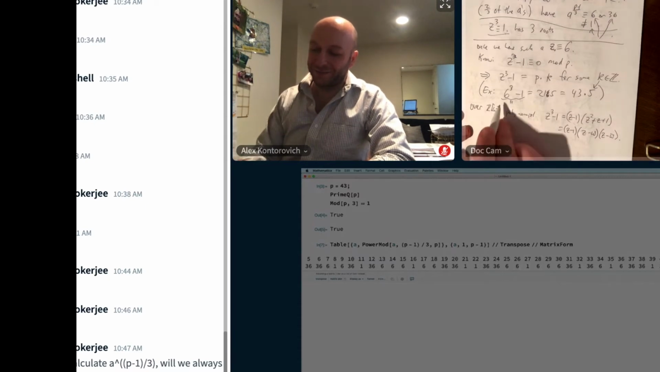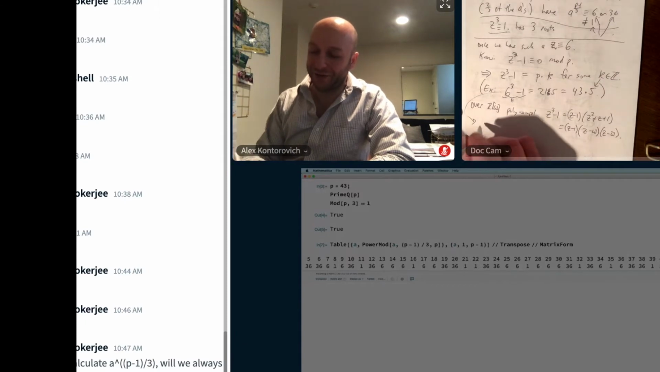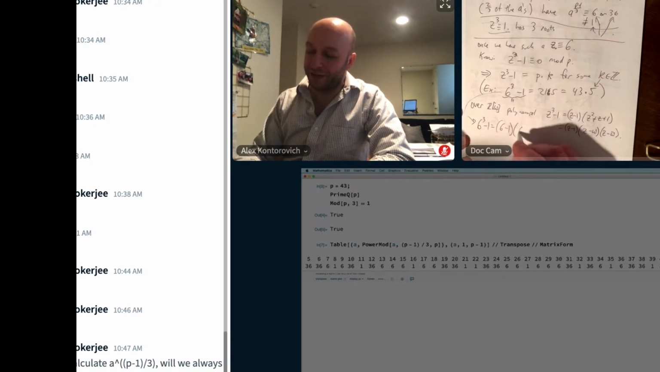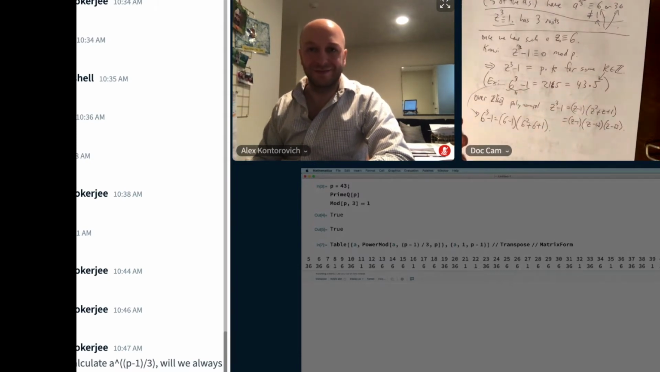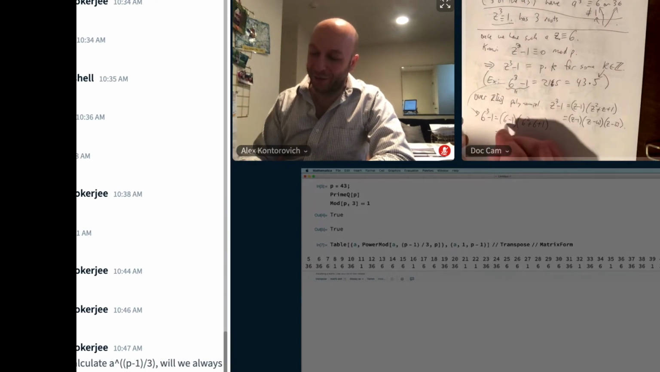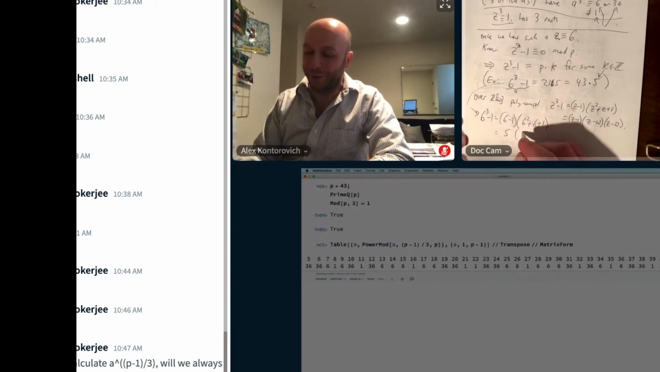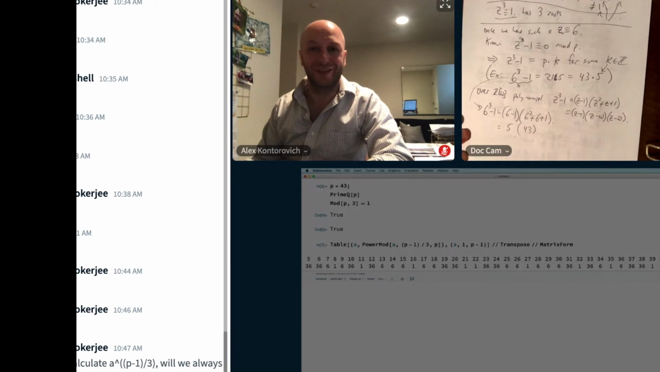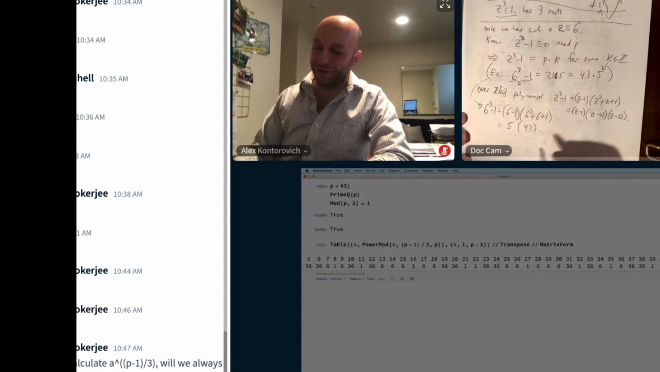So let's look at our example here. 6 cubed minus 1 has to factor as 6 minus 1 times 6 squared plus 6 plus 1. And 6 minus 1 is 5. And this is 36 plus 6, 42 plus 1 is 43. 5 times 43. There's our factorization. Does everybody see that? So this is all in our example.